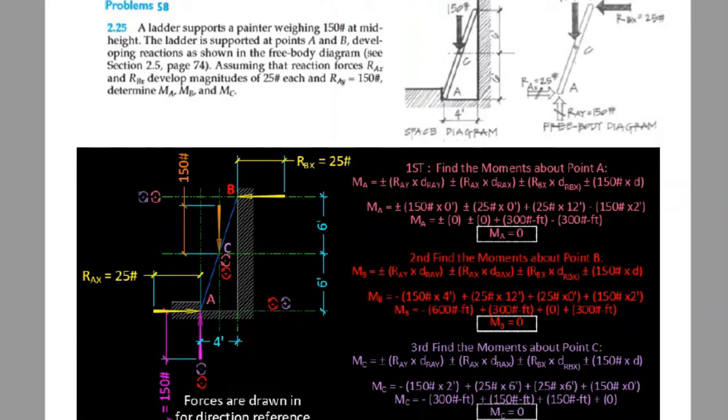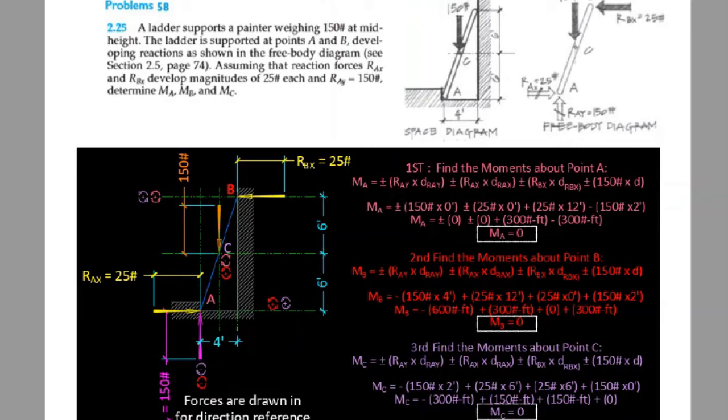Assuming that reaction forces RAX and RBX develop magnitudes of 25 pounds each, and RAY is equal to 150 pounds, determine the moment about point A, the moment about point B, and the moment about point C.